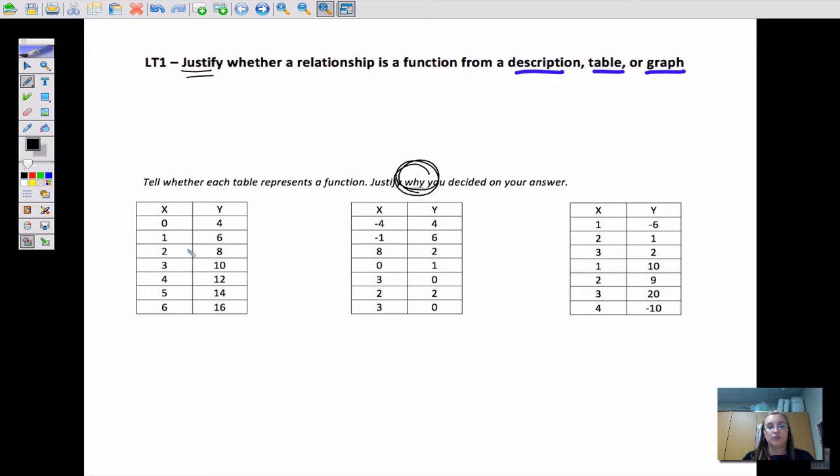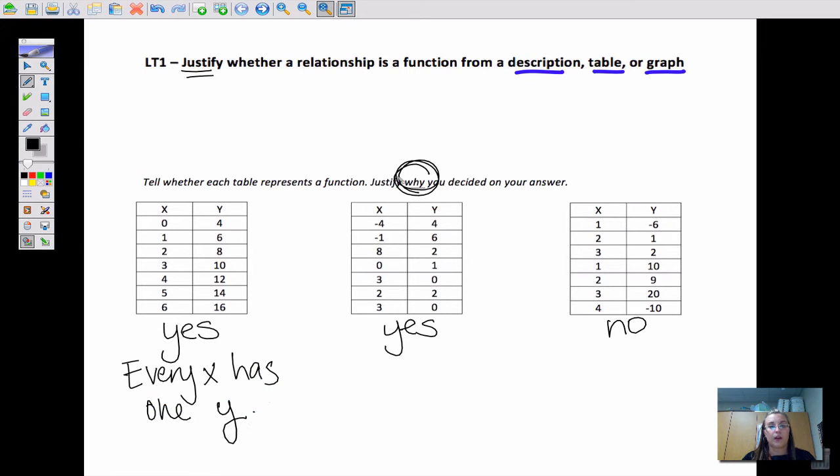The whole point of this learning target is if you can justify your answer, not just say yes or no. So very quickly, I'm just going to go through and I'm going to tell you that on your test, this was a yes, this was a yes, and this was a no. Okay? The reason that this is a yes is because every x has exactly one y. Okay? And I don't see any repeats in the x or the y column.